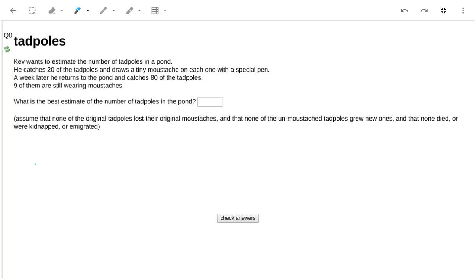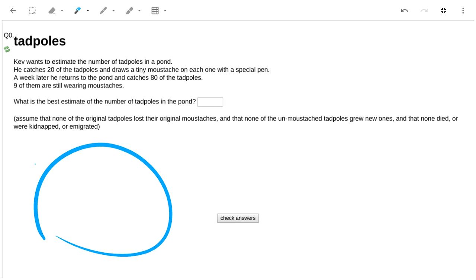Okay, we've got a question about tadpoles, but just in general, this is a sort of technique to count by taking a small sample of a population. So let's just say we've got this big pond of tadpoles, and Kev draws tiny moustaches on 20 of them, so there's 20 moustaches. And then he lets them swim about, so they spread out all over the pond.